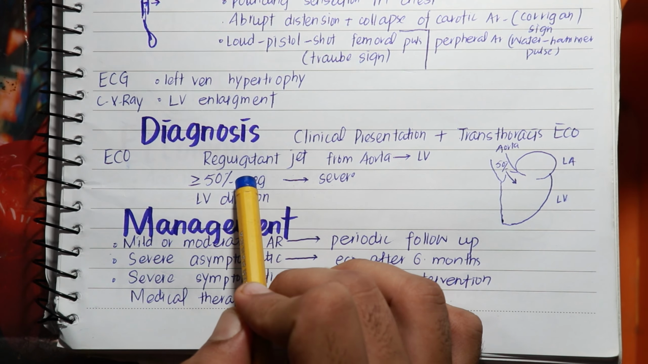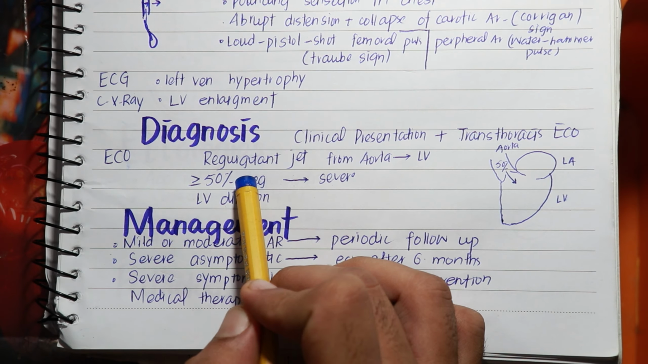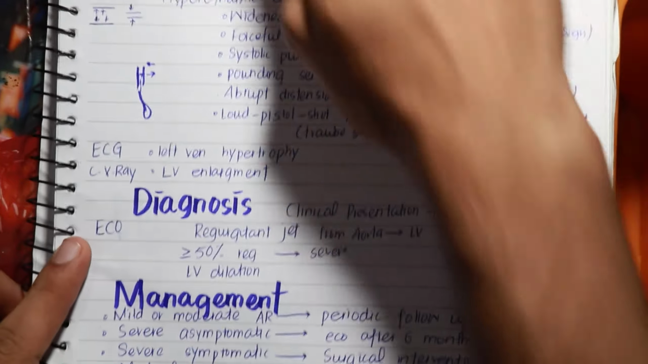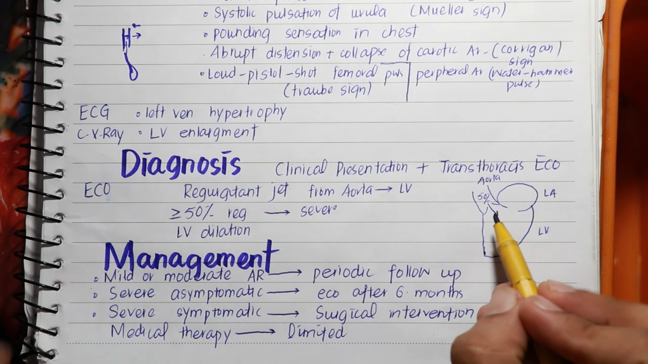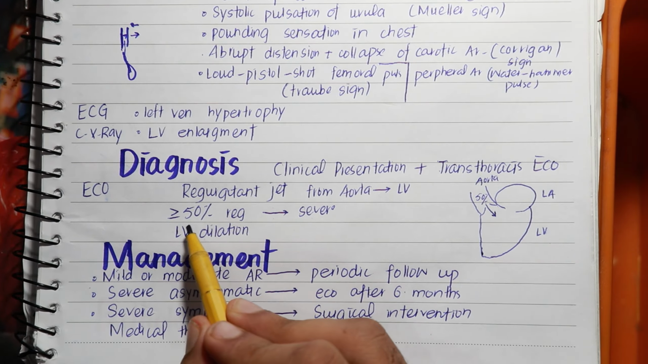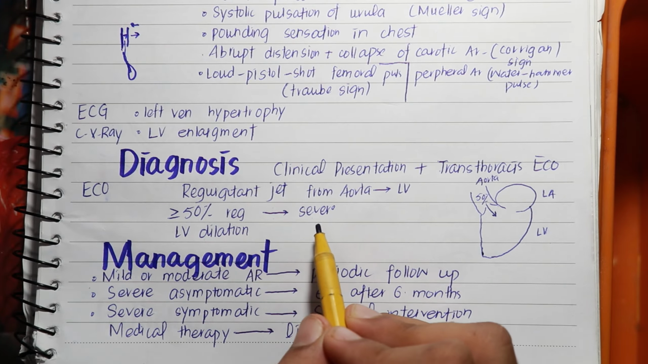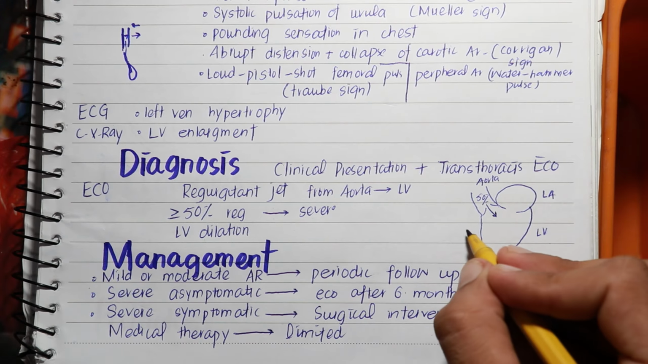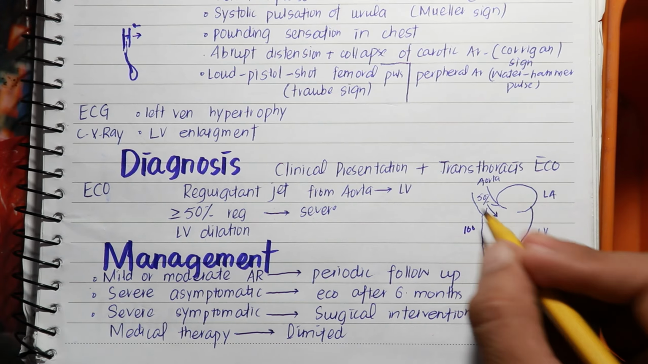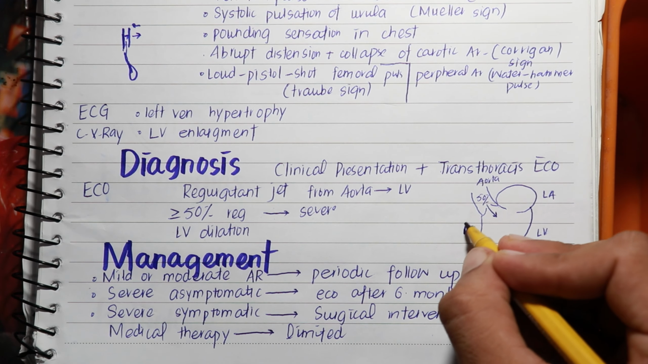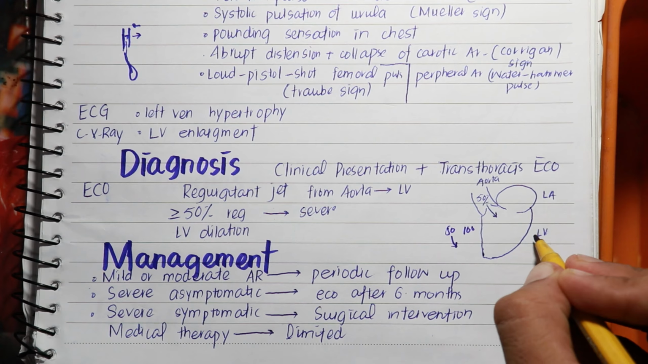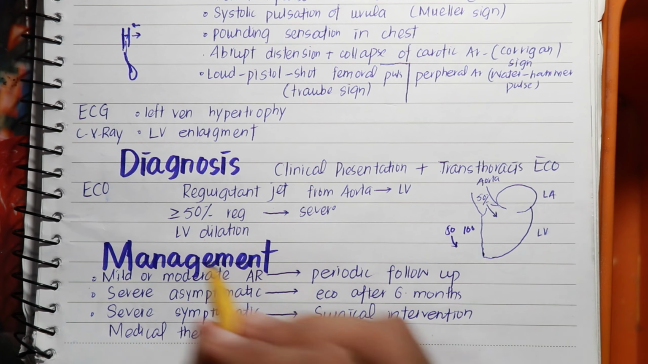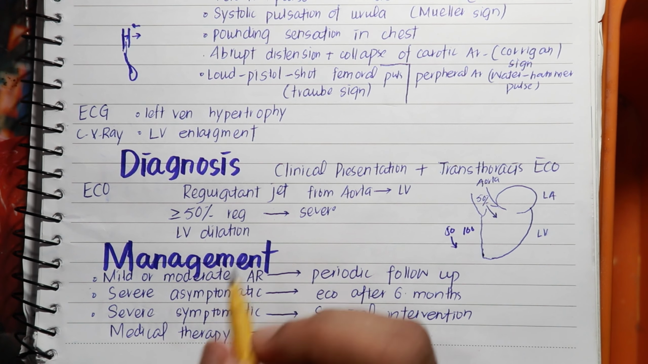On echocardiography, you will find a regurgitant jet from the aorta into the left ventricle. When you look, you will find the blood has come back from the aorta into the left ventricle. This jet you will find. More than 50% jet means severe aortic regurgitation. Suppose normally the left ventricle pumps 100 ml of blood into the aorta. Suppose now 50 ml of blood is coming back into the left ventricle, 50%. So it means that there is severe aortic regurgitation. You will also find left ventricular dilatation.